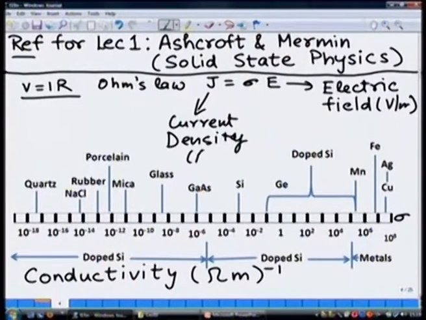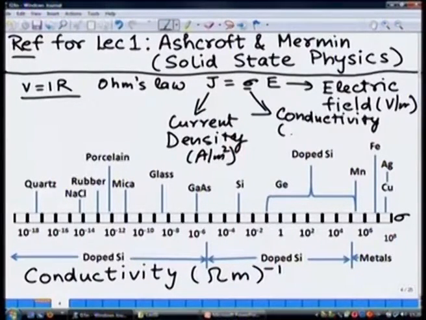In that case, this becomes a material quantity as opposed to resistance or inverse of resistance, which also depends on the dimension of the material. Then this Ohm's law is written in a form where dimension of a material does not matter, and then this becomes conductivity, electrical conductivity, which is in units in this case of inverse of Ohm meter. Ohm meter being the units of then resistivity.